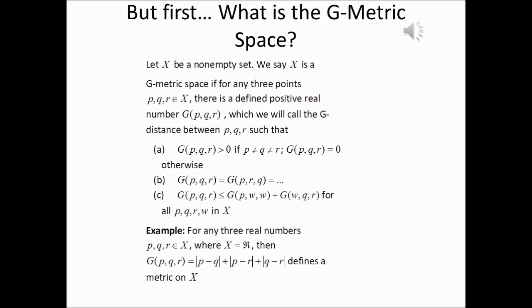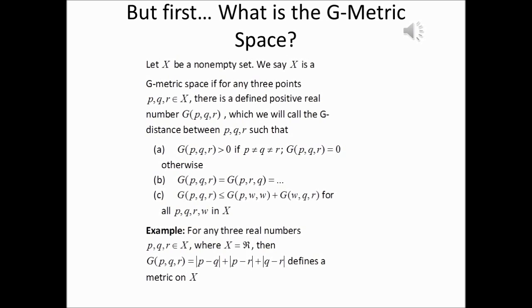So here we assume that X is a nonempty set, and G is a function from X to the power 3 to the set of positive real numbers, where G satisfies the following. 1, the G distance between P, Q, and R is 0 if P is equal to Q is equal to R. And the G distance between P, Q, and R is non-negative, which means basically the G distance between P, Q, and R is greater than 0 if P is not equal to Q is not equal to R.